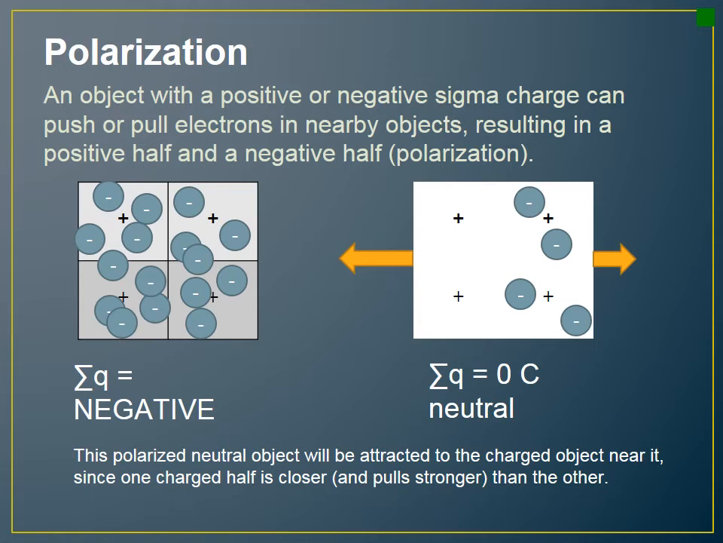Polarization always leads to attraction, because even though we have the same number of electrons and protons on each half, that positive half is a lot closer to the negative object than the negative half. Since that half is closer and the electric force depends on distance, then that pulling attractive force ends up being a stronger force than the repelling force. So overall, the sigma, or total force, the unbalanced force, ends up being attractive when you have an object that's being polarized.